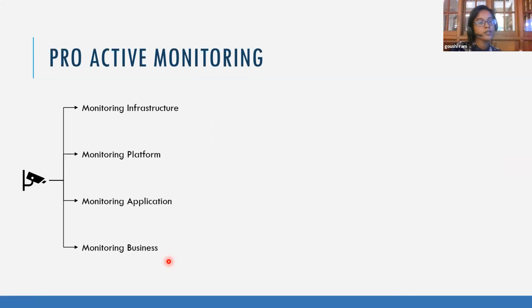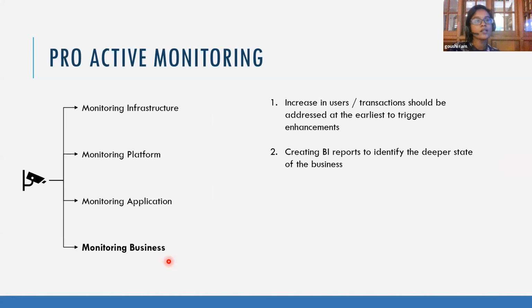So after monitoring the infrastructure, platform and the application, we also need to monitor the business. So the application runs in the production to meet the business goals. So you can have an application that flawlessly runs in a very good infrastructure, but it may not still meet the business goals. So for an example, increase in the customer base, which happens day by day, increases the number of users who are accessing our application.